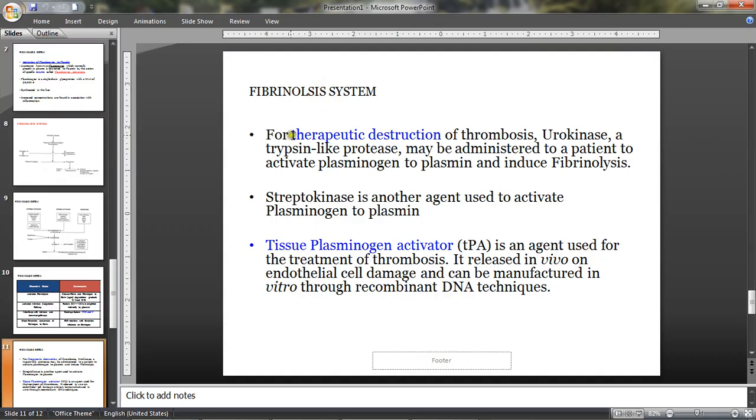So these are the therapeutic applications of the fibrinolytic mechanism to dissolve the clot already formed and to prevent thrombosis. You can use streptokinase. It is a plasminogen activator produced by the bacteria streptococci. You can use urokinase. It is also a plasminogen activator used for intravascular lysis.